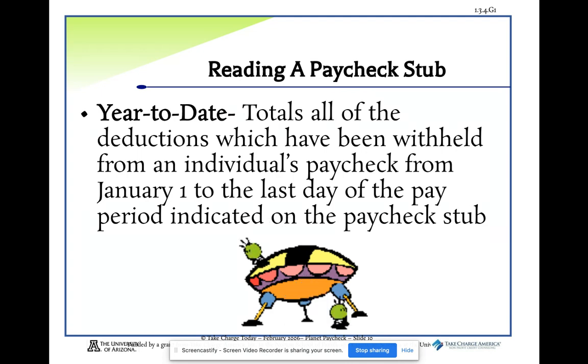Reading a pay stub, the first thing we'll look at is the year to date. So the total of all the deductions that have been withheld from an individual's paycheck from January 1st to the last day of the pay period indicated on the pay stub. So this tells you all the money that has been taken in taxes from the beginning of the year until that current date. So that's your year to date.